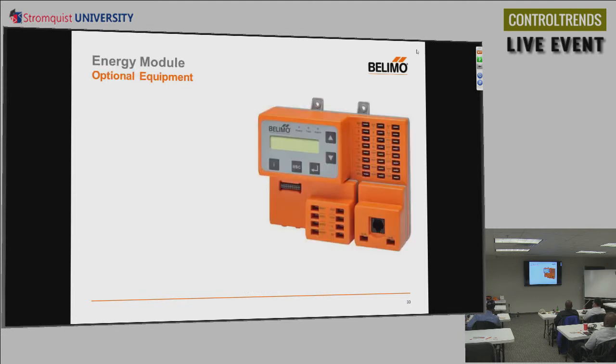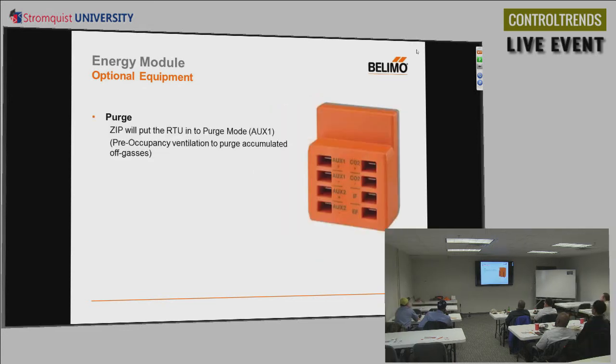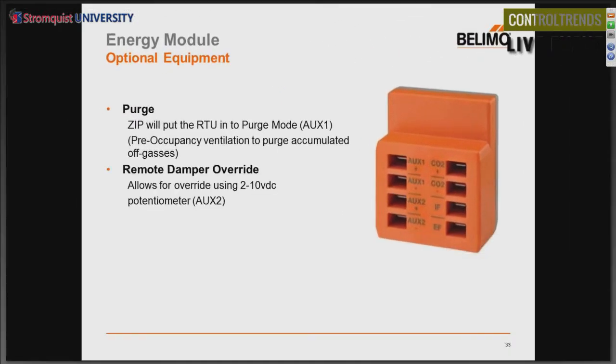Now the energy module. I get asked a lot, okay, so we have this base unit. What else does the Zip do? With this one module, our energy module, you would need this to do pre-occupancy purge, which is basically when you are ventilating or purging, off-gassing any particular space or building or room before occupants come in.